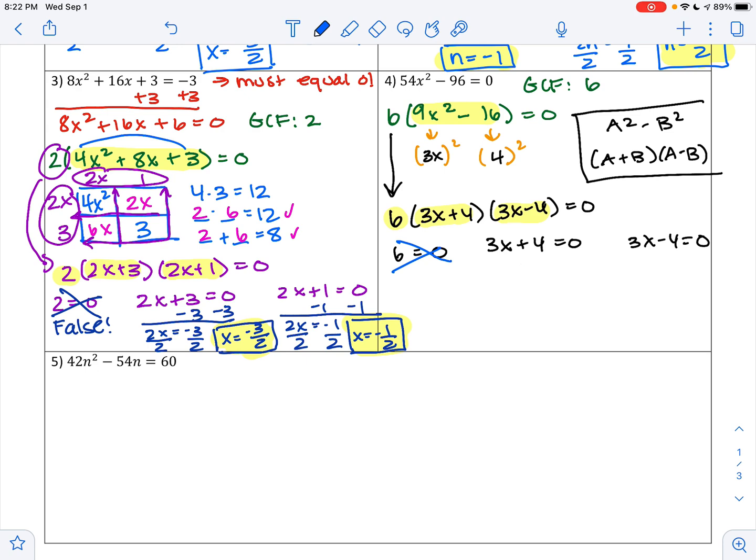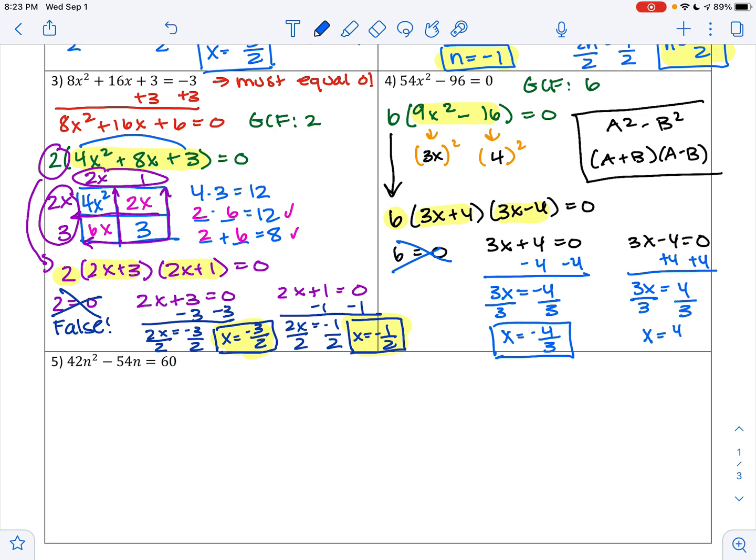For the second equation, to undo addition, I'll do subtraction and get 3x equals negative 4. To undo multiplication, I'll do division, and I'll get x equals negative 4/3. That's my first x-intercept. For the second equation, to undo subtraction, I'll do addition, and I'll have 3x equals 4. To undo multiplication, I'll do division, and I'll get x equals positive 4/3. That's my second x-intercept. Go ahead and pause the video and try example 5.